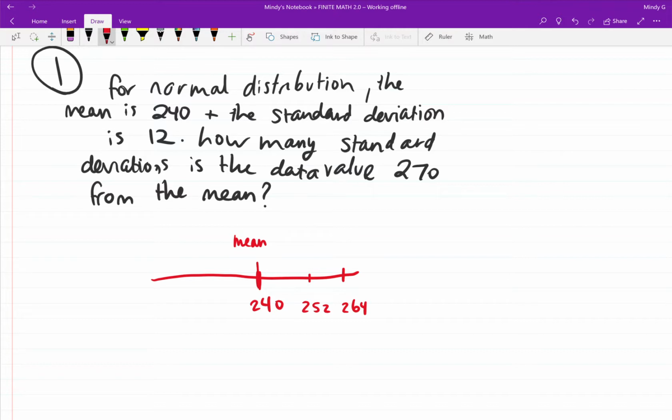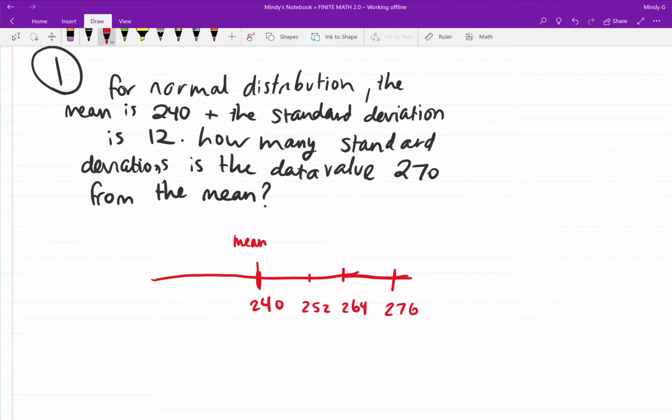So here's your mean. 12 points is a standard deviation. So 240 plus 12 would be 1 standard deviation, right? Okay. 240 plus 12 plus 12 would be 2 standard deviations. So that's 264, right? Another standard deviation would be 276, right? You with me? So you just keep adding 12. Right. Each standard deviation is another 12 points away.